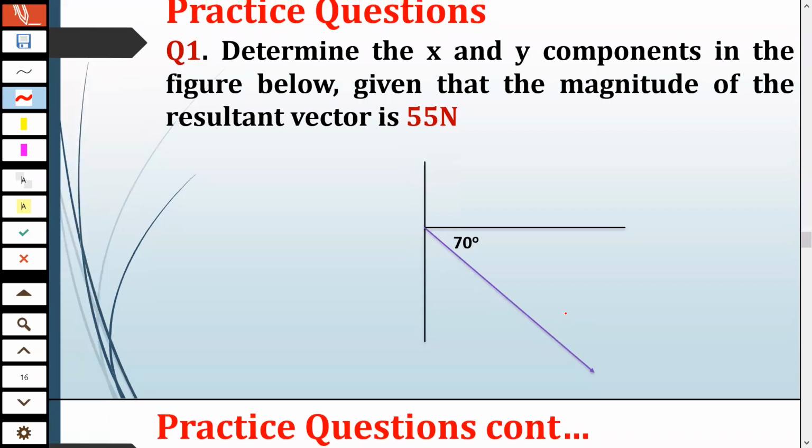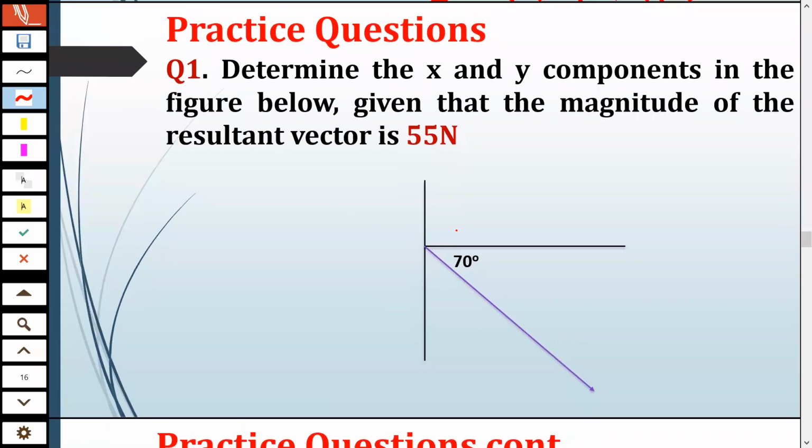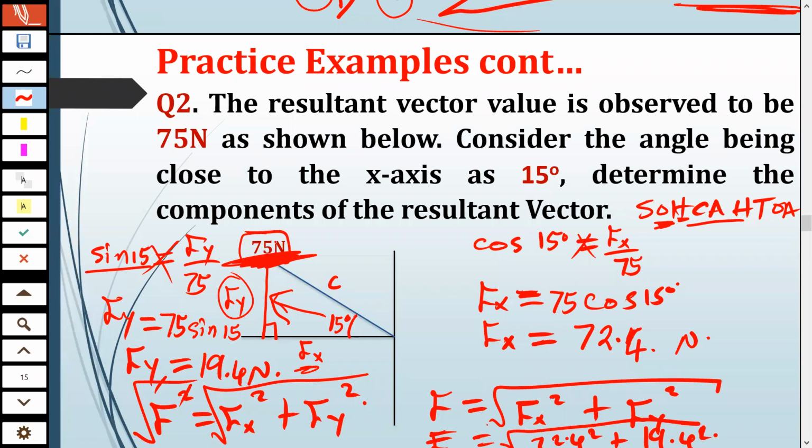We have another example here, which says, determine the x and y components in the figure below, given that the magnitude of the resultant vector is 55 newtons. So we've been given, sorry, I've just forgotten one thing, direction. Look at the direction of the x component. Where is it? The force in the x is supposed to be negative because it's moving towards the negative x-axis.